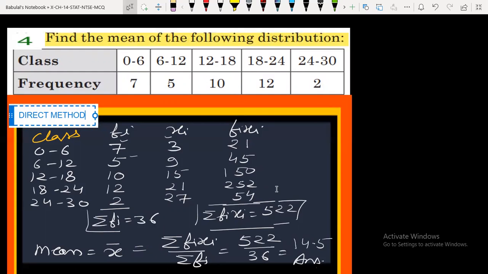Yes, in this method, total fi xi upon total fi, this is the sigma sign, this is the sign of addition. So as soon as you divide, you will get the mean. Average is itself called mean. If this question is clear to you, in this video we shall also be discussing 2 more questions. Okay. If it is clear to you, can we go for the next question?